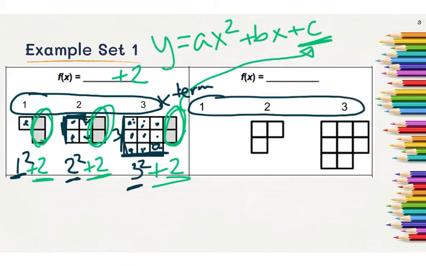Okay. So I have a 1 squared and my x value is 1. I've got a 2 squared, my x value is 2. Same for 3. 3 squared, my x value is 3. So because they match, I just have to put x squared in here. All right, so my full equation is f of x equals x squared plus 2. All right, so now for the second one.